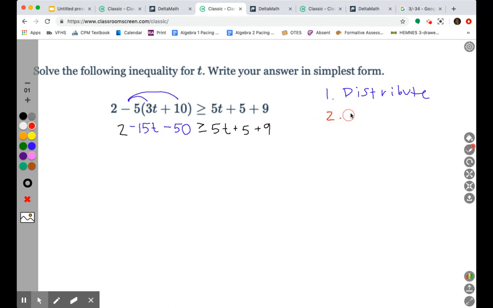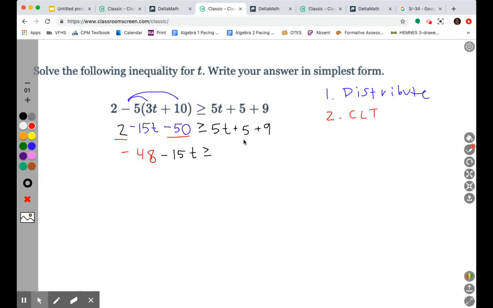Step number 2 is to combine your like terms. On the left-hand side, I have 2 and negative 50. That gives me negative 48. And I need to bring down the piece that I haven't used yet, the negative 15t. Less than or equal to. We'll make that look more like an 8.